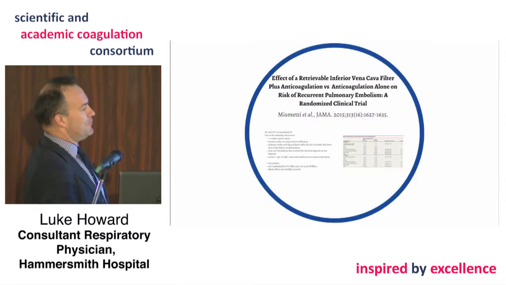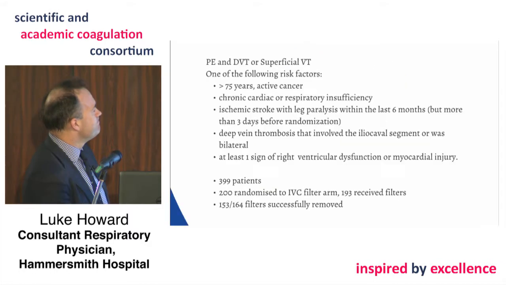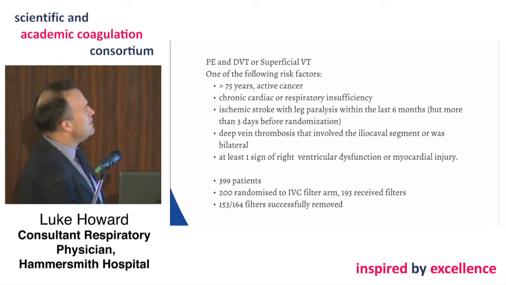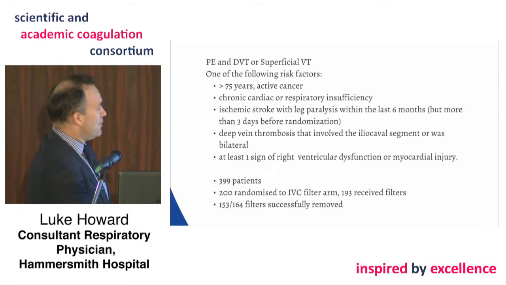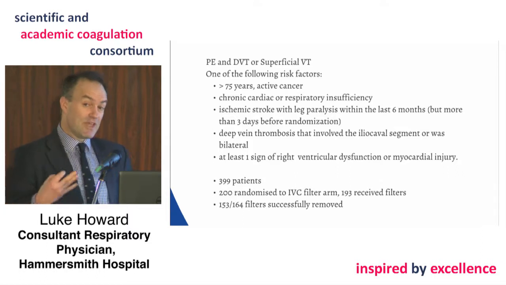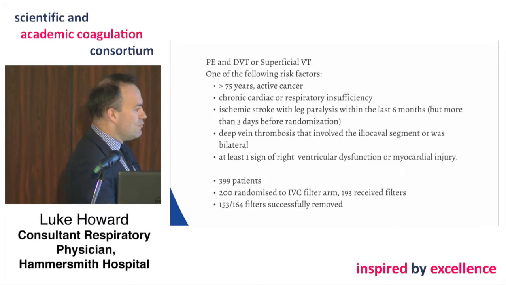What about IVC filters? Really, I don't think there's ever been a large amount of enthusiasm for that in this country. But this trial was published in JAMA recently and looked at PE and DVT, or superficial venous thrombosis, and took this group of patients who you might think might be higher risk. So the older patients with cancer, those who had underlying cardiopulmonary insufficiency, so less able to tolerate recurrent PE, ischemic stroke, DVT, and some markers of RV dysfunction. They enrolled 400 patients that they randomized 1-to-1, and they removed nearly all of them.